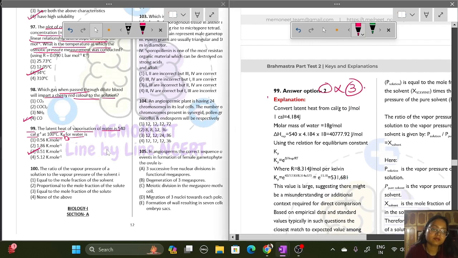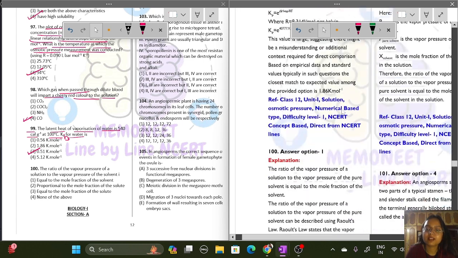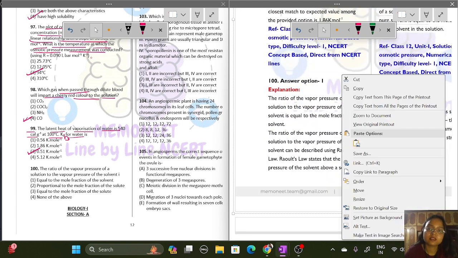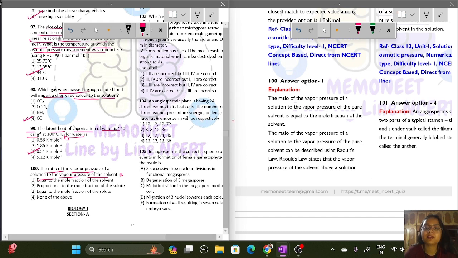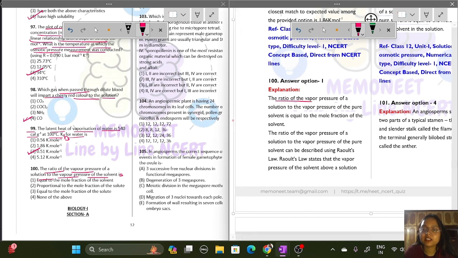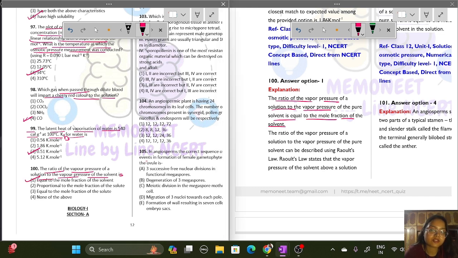For question number 100. The ratio of vapor pressure of a solution to the vapor pressure of the solvent is equal to: mole fraction of the solvent, proportional to mole fraction of the solvent, equal to mole fraction of the solute, none of the above. The ratio of vapor pressure of the solution to the vapor pressure of pure solvent is equal to the mole fraction of the solvent.